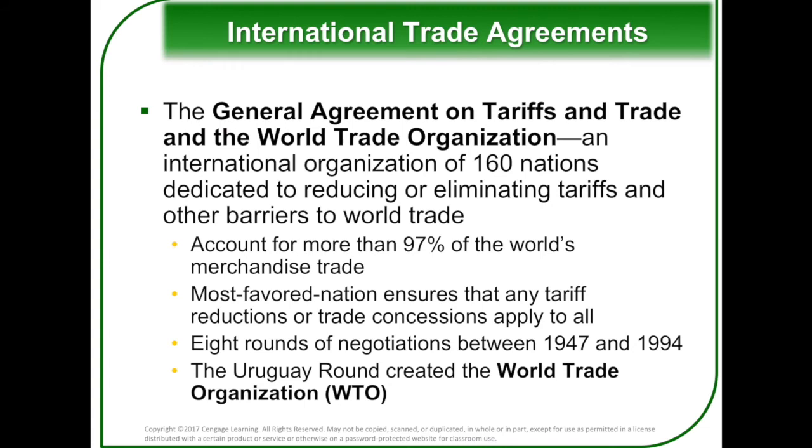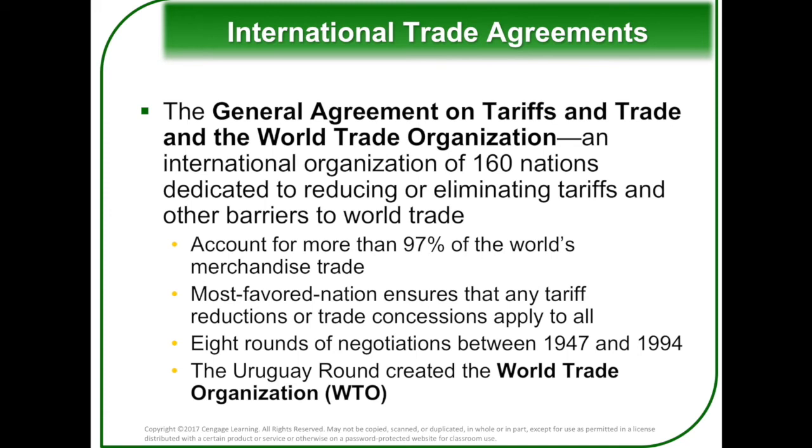Now we're going to get into a really important area. It's international trade agreements. The one we'll talk probably about the most is called GATT, General Agreement on Tariffs and Trade. We're going to talk about the World Trade Organization, or the WTO. At the time of this writing, that included 160 nations that worked together to reduce or eliminate tariffs and other barriers in world trade. This GATT covers more than 90% of the world's merchandise trade.